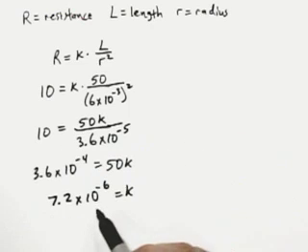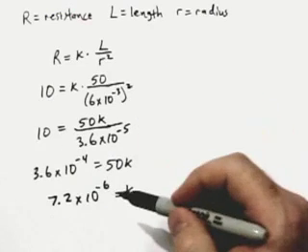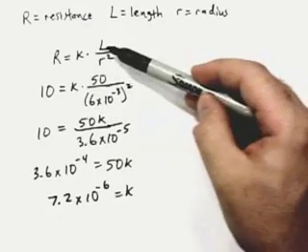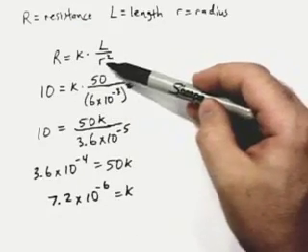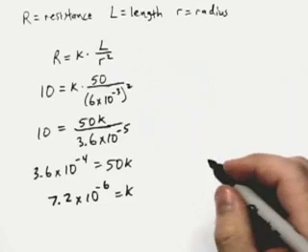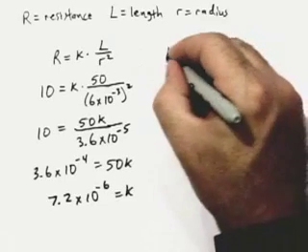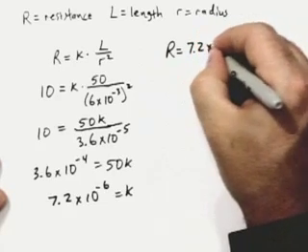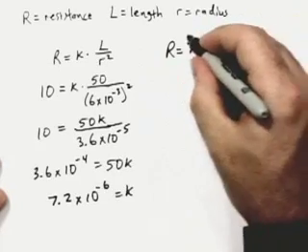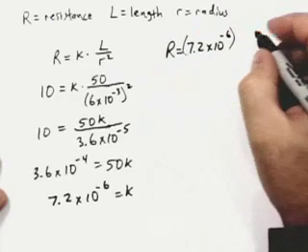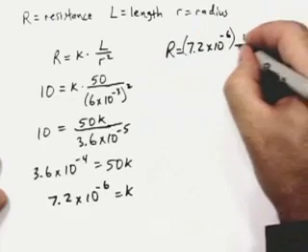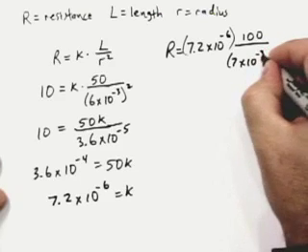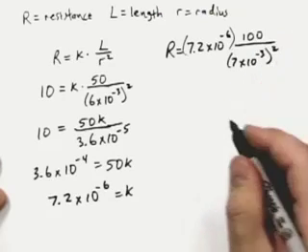Now we can use this value for K to answer the question that's actually asked, and that is, what would the resistance be if we had 100 feet of the same wire, but we increased the radius to 7 times 10 to the negative third inch? So we get R is equal to 7.2 times 10 to the negative sixth. That was our value for K. L is 100, and the radius is 7 times 10 to the negative third, and that's squared.